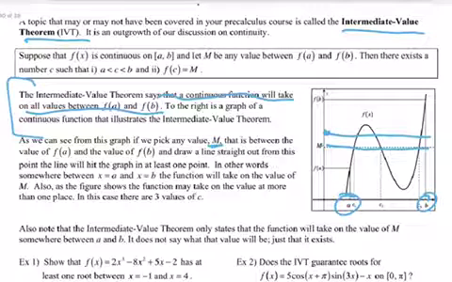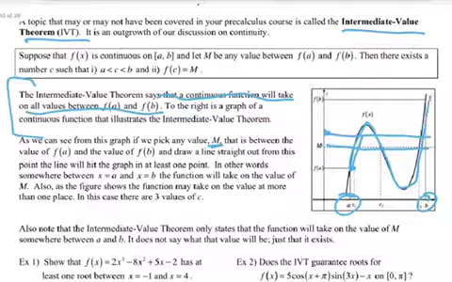So the intermediate value theorem is stating something pretty obvious, which is that if you have a function that is continuous, in other words, it's all connected, right? The definition of continuous among mathematicians is more complicated than that, but let's leave it at that for now.